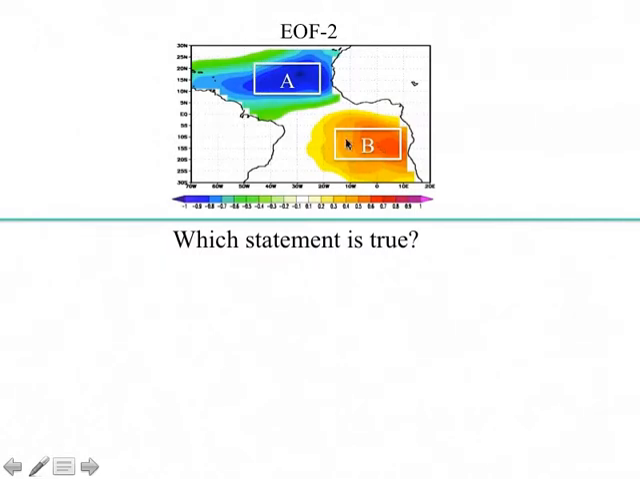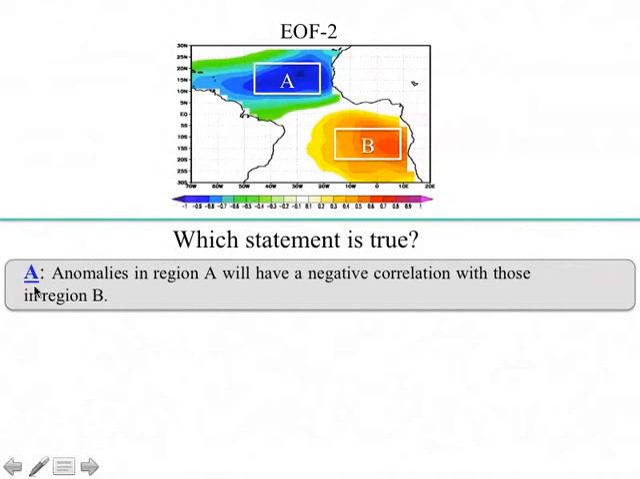So if you look at this pattern, you see EOF number 2 here in the tropical Atlantic, and green and blue means negative values, and red, orange and yellow means positive values. So you see EOF number 2 has negative values in region A and positive values in region B. The question for you is, what do you see here? What kind of statement would you make about this? When you look at this, what can you say about the interactions in this domain?